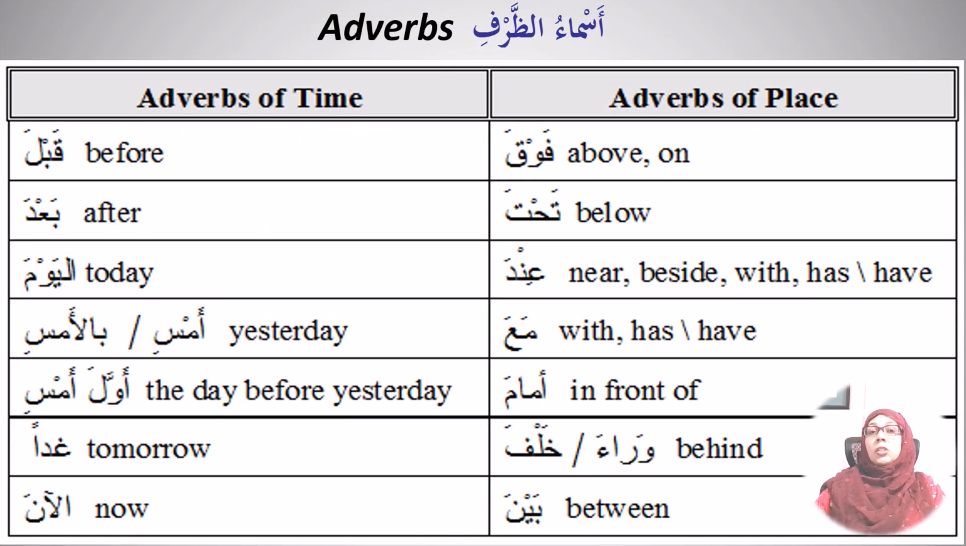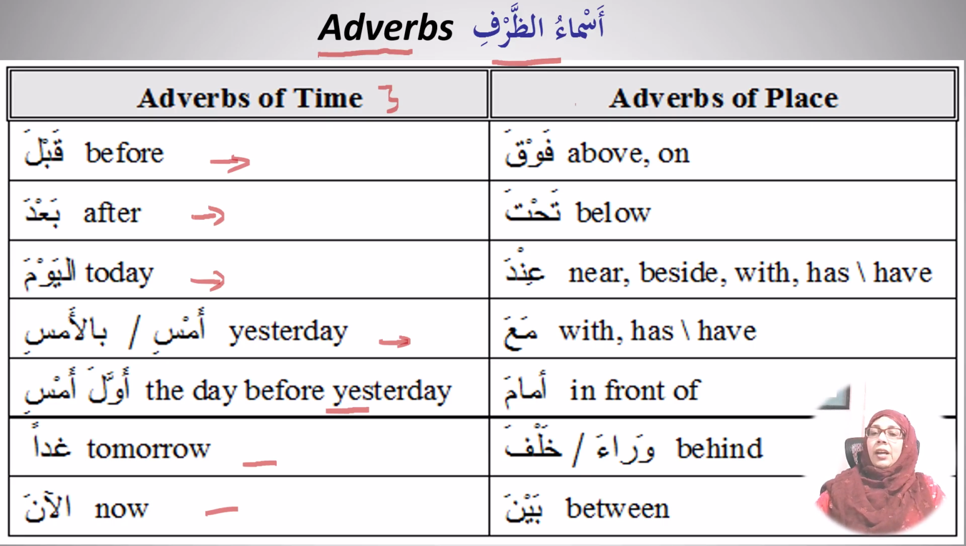Let's look at this list with some common adverbs, asma'uz zarf. So first we're looking at the adverbs of time. For example, here is a commonly used list here. Qabla means before, ba'da means after, al-yawma means today, amsi, or you can say bil ams, it means yesterday, awwala amsi means the day before yesterday, ghadan means tomorrow, al-an means now. So all of these that we have looked at denote time.